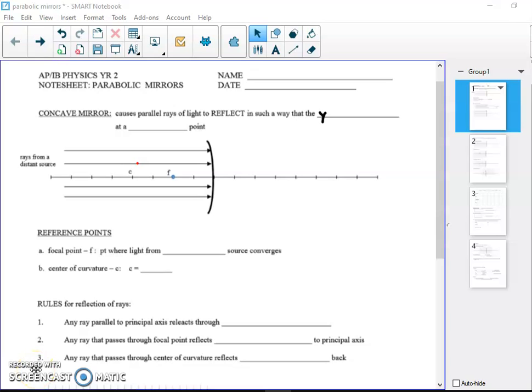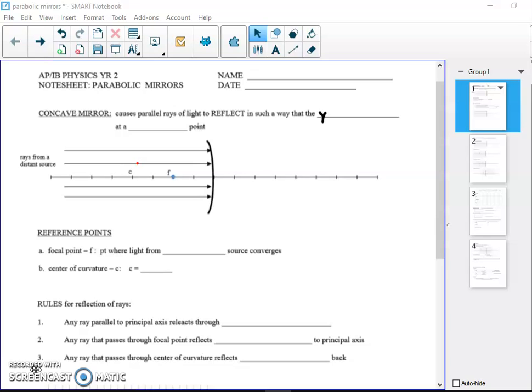Hi all. So I'm going to teach you about how to make ray diagrams for parabolic mirrors. The main focus will be concave mirrors. A later tutorial will talk about the less important convex mirror. Concave mirrors are the most important of the three mirrors because it's the most versatile, primarily because it's the only type of mirror that will actually make light converge to a point.